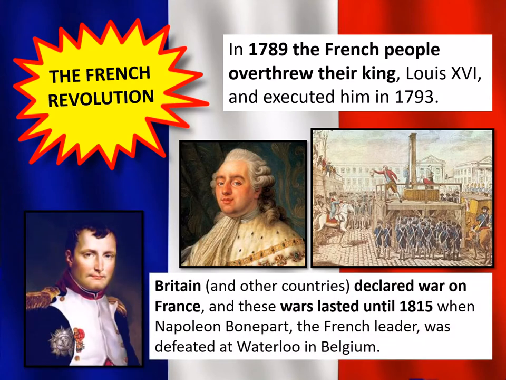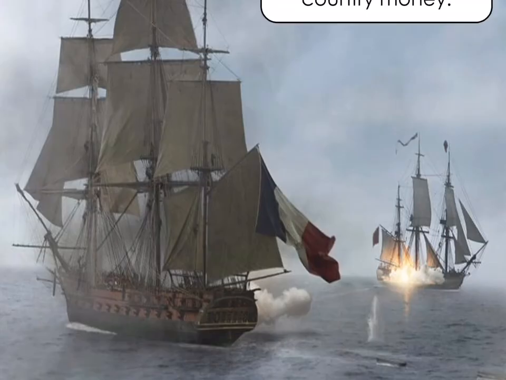Now after this, Britain and other countries declared war on France, and these wars lasted until 1815. Napoleon Bonaparte, the French leader, there on the left hand side as well, was defeated at Waterloo in Belgium. You're still probably thinking, well that's the French Revolution, what has that got to do with the slave trade? Well, you'll see at the bottom where it says Britain declared war on France. That is the important point here.